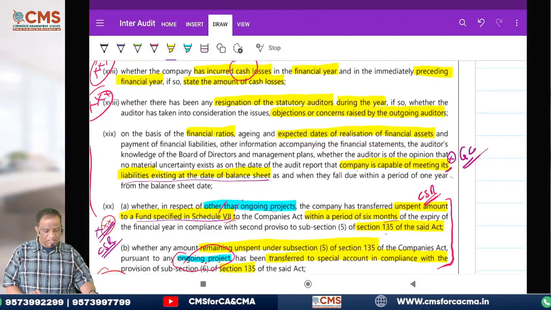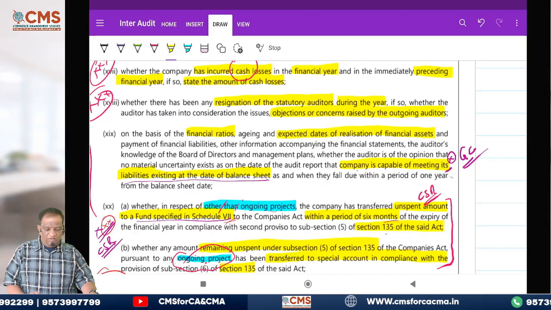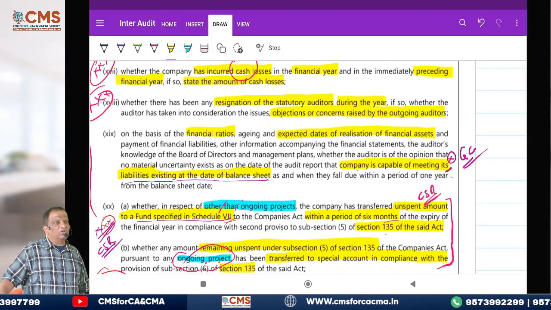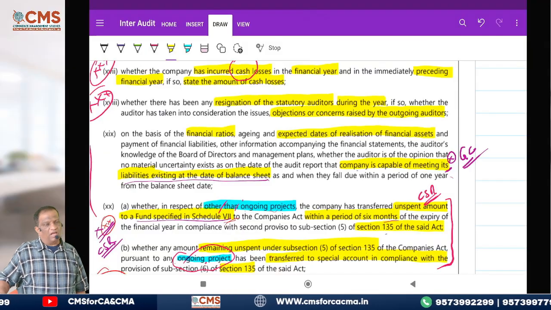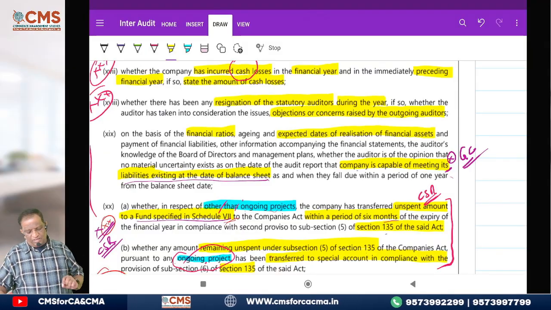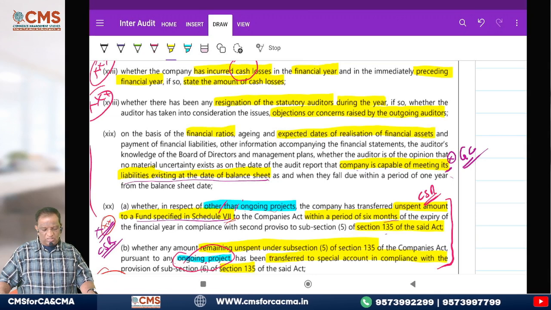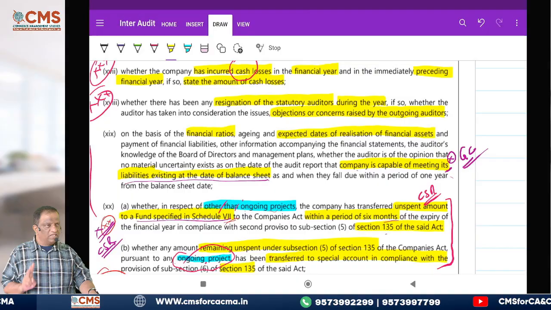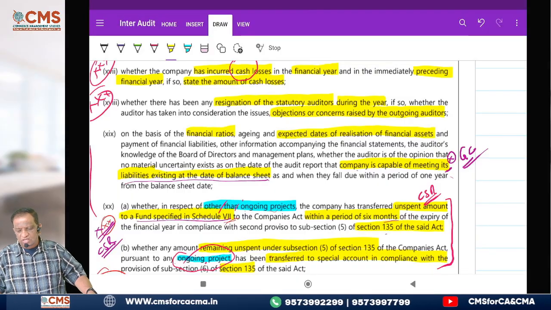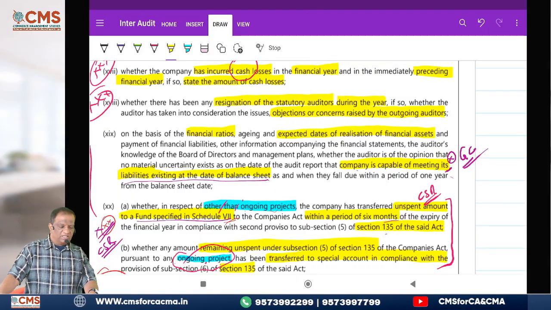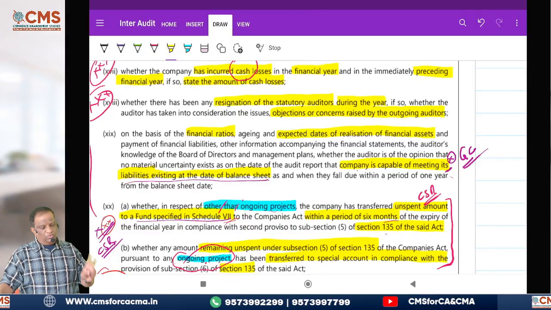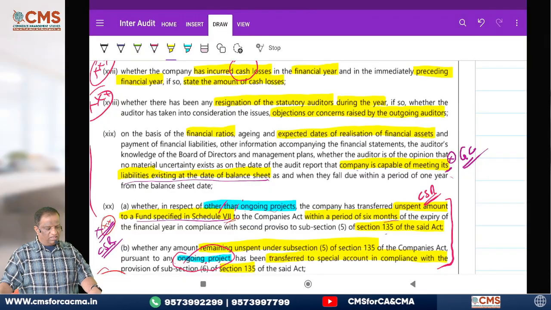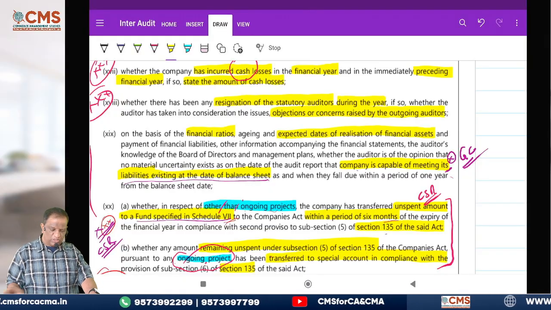Then the 17th one, whether the company has incurred cash losses. Take 3 stars to it because these were not there in the earlier CARO. They have been added over here. So if the company has incurred cash losses in the financial year and in the immediately preceding, that is 2 consecutive years, if there is a cash loss, then the auditor will mention that there is a cash loss because the company has not become sick, but in 2 years, you are having cash losses. Indirectly, you are alerting the shareholder that take care, your company is getting into an insolvent situation.